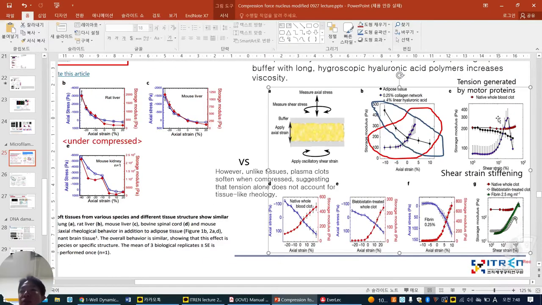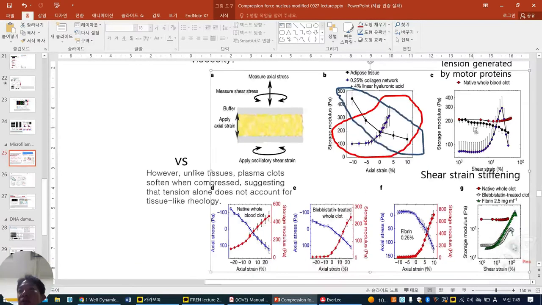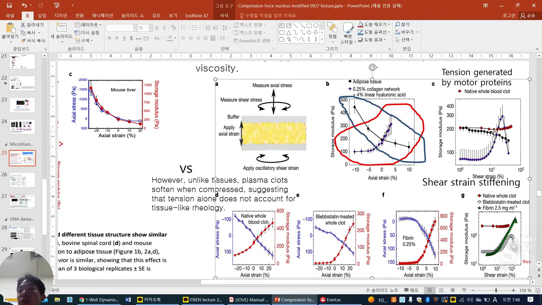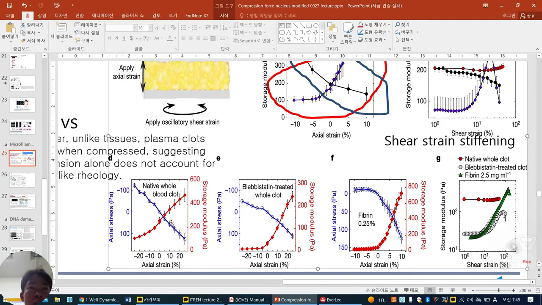How did this happen? Okay. And then they checked the native blood clot as well. Interestingly, there is not much change here. But here they also checked the native blood clot. While compressed, it is also strain stiffening. Okay? So we can call it strain stiffening.